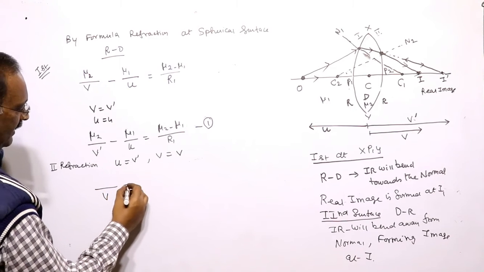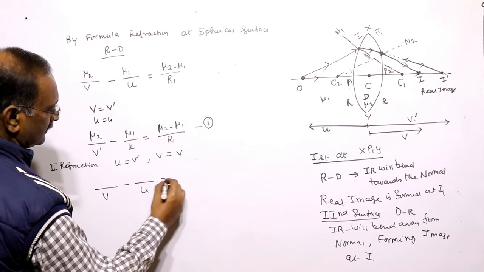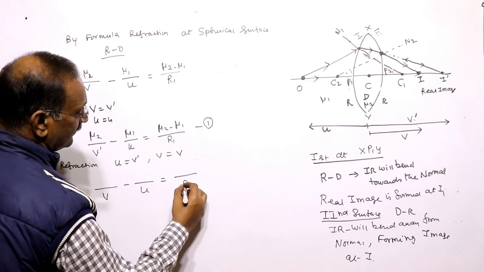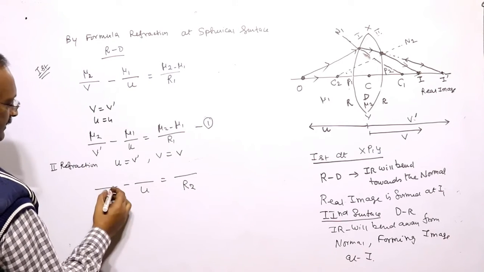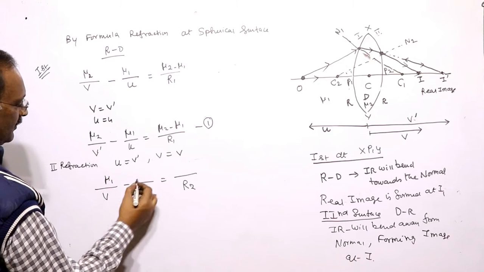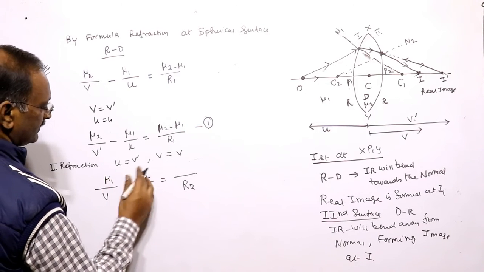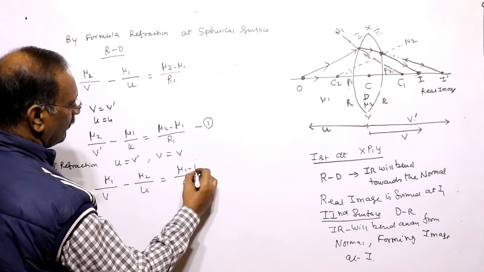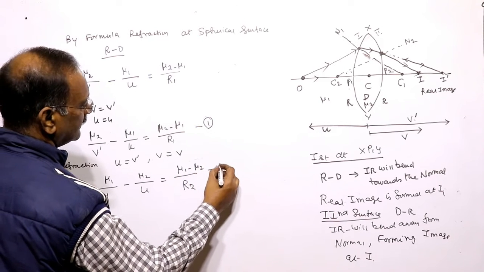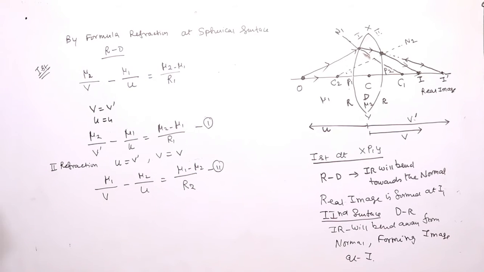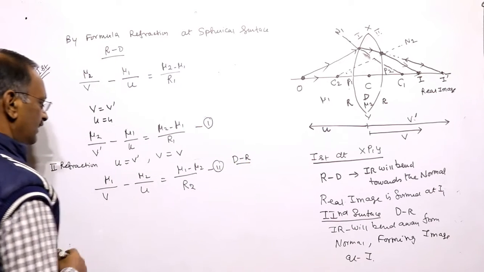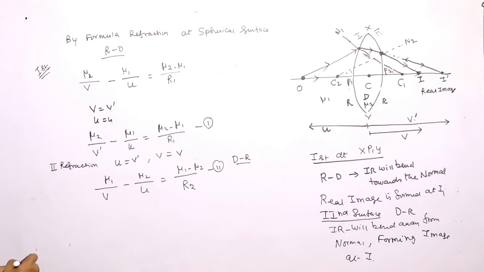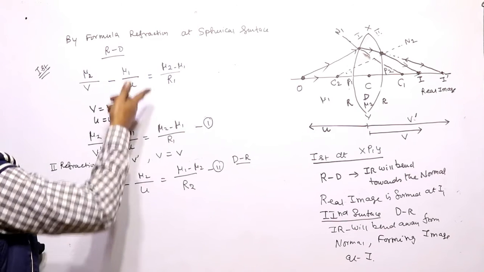1 by V minus 1 by U is equal to the refractive index over the radius of curvature of the second medium, and reverse this one. That is, instead of mu2 put mu1 here, put mu2, and subtract. Mu1 minus mu2. This is the second refraction because it is happening from denser to rarer, and the spherical mirror formula is this one. First formula, simply reverse it.